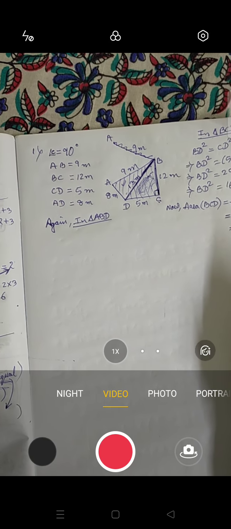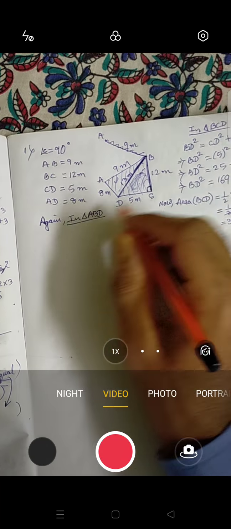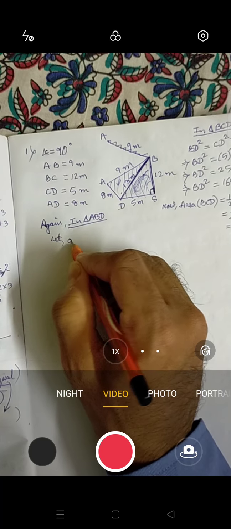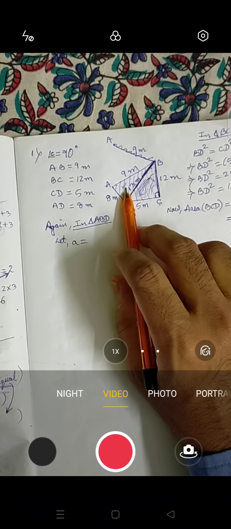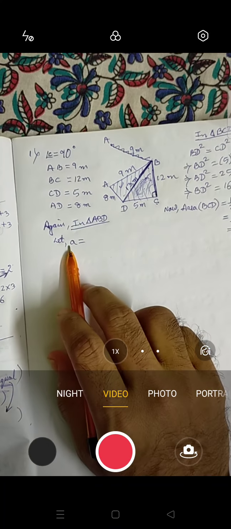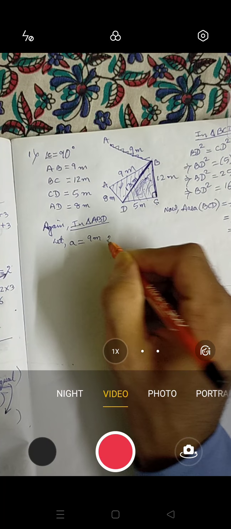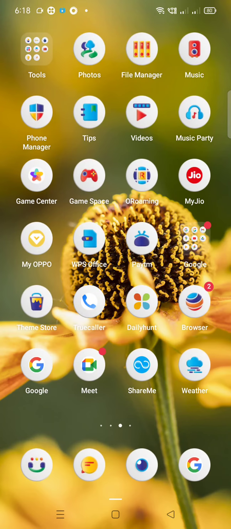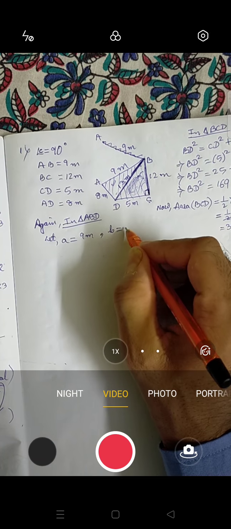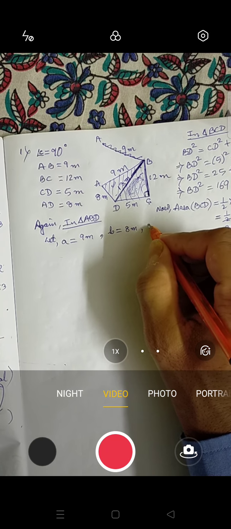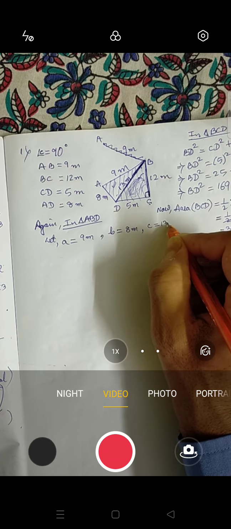Okay. Now in this case, we will be using Heron's formula. So we are taking A is equal to 9 meter. B is equal to, you will be taking any second side, so I am taking 8 meter. And third side, C, is 13 meter. Any doubt?